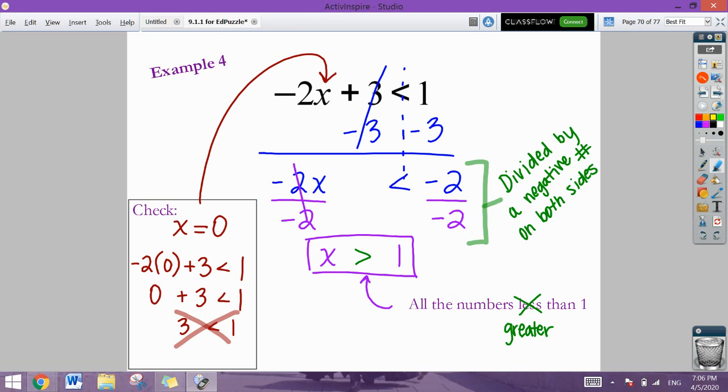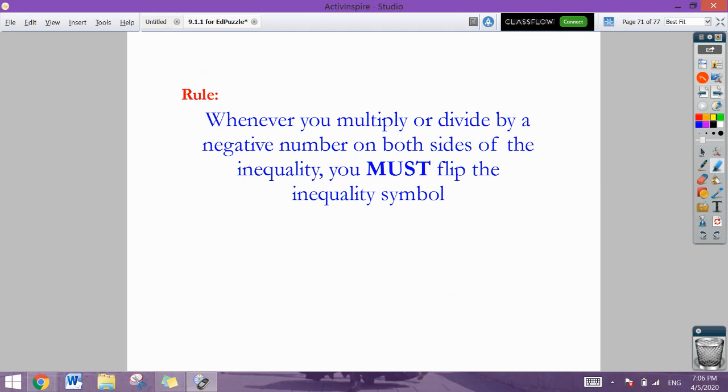Okay, so I want you to make sure you wrote this down. And then I want you to write down this rule. Whenever you multiply or divide by a negative number on both sides of the inequality, you must flip the inequality symbol. Write it down and go ahead and box it, highlight it, put stars, put a cloud around it, do what you gotta do so it stands out in your notes. And then we have one more practice example.